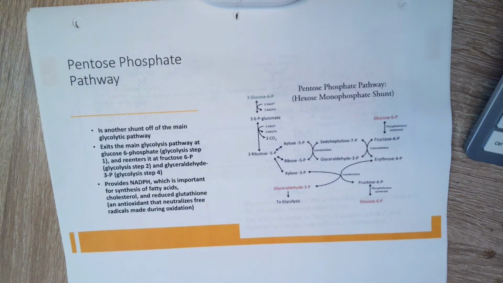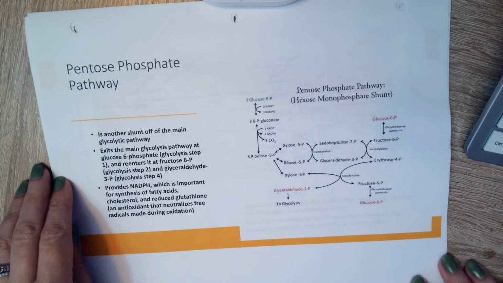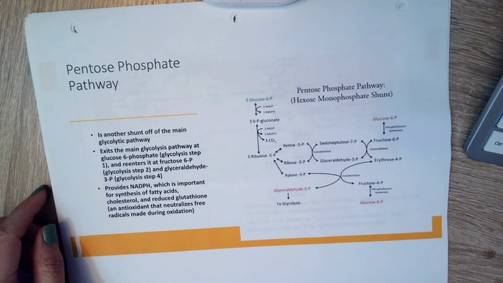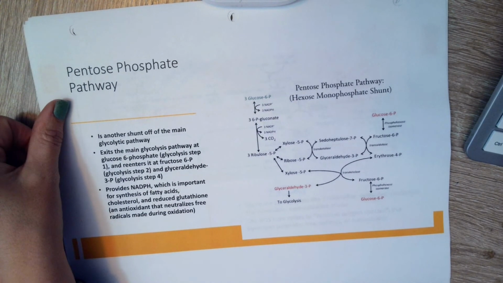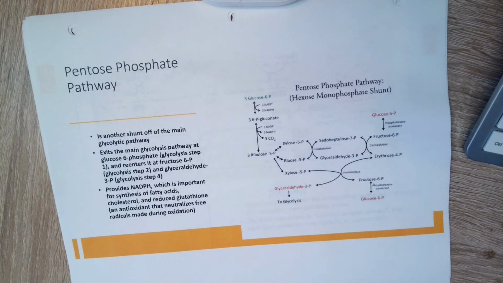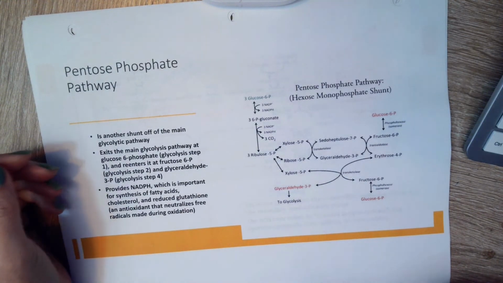Everyone. Today we are going to continue our conversation about shunts off of the glycolysis pathway, and we'll be talking about a specific shunt called the pentose phosphate pathway, and then we'll be talking about the products of that and why it's an important shunt to use and when it is important to use it.